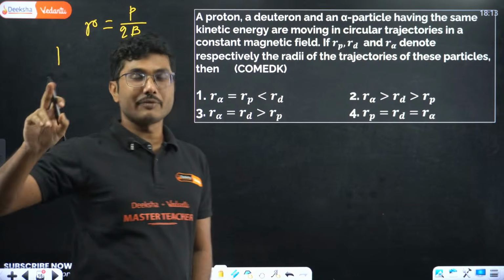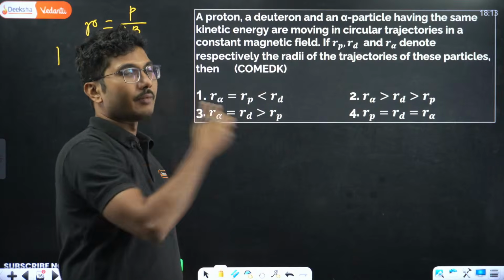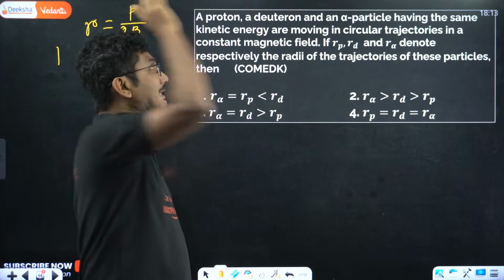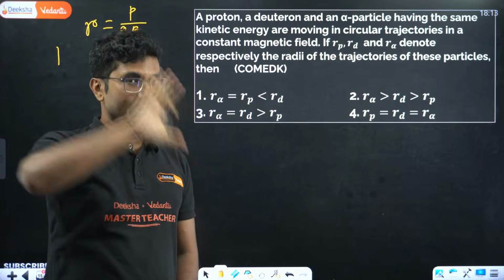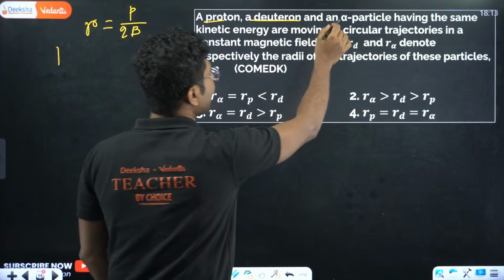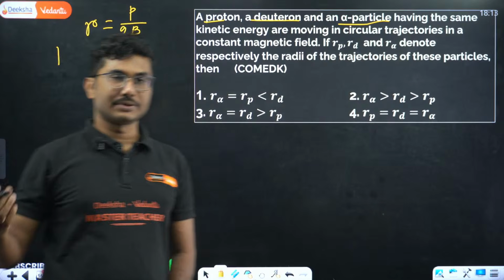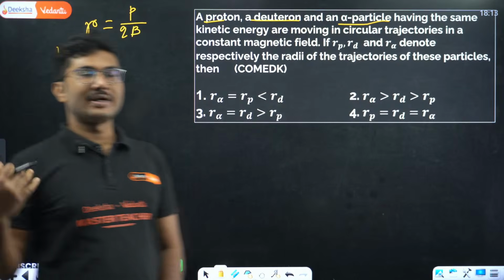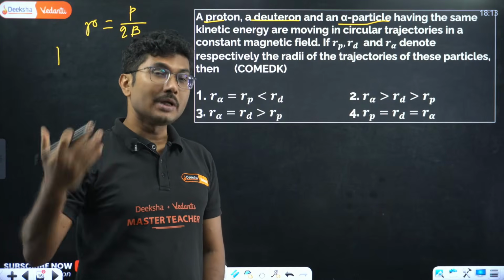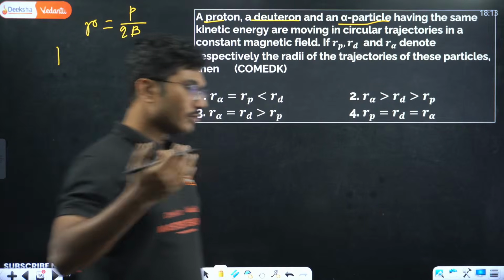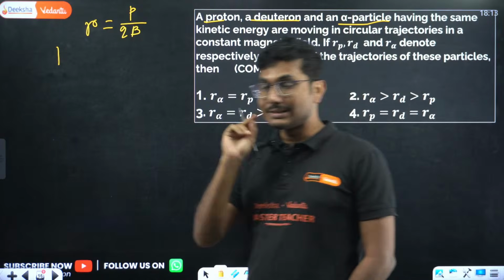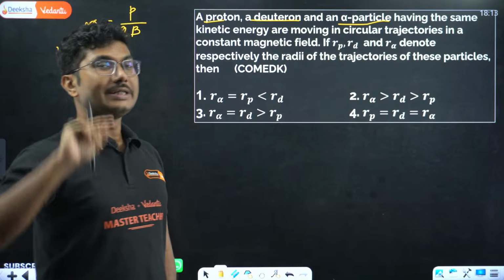Otherwise you might feel that, okay, kinetic energy is given, so velocity must be the same. No. The main challenge with this question is that proton, deuteron and alpha particle have different masses. So even if their kinetic energies are the same, you will not be able to find how they are related to each other without knowing their masses. That is the major challenge. So velocity is not the same here.